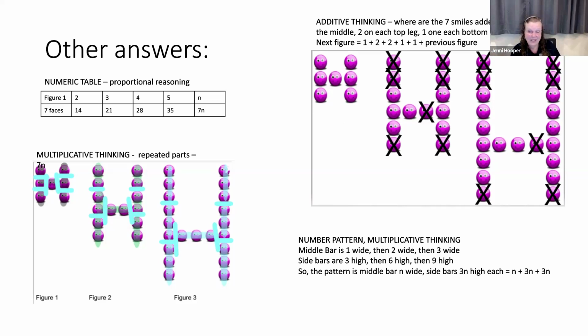Or maybe they're seeing a number pattern, that the middle bar is 1 wide, then 2 wide, then 3 wide, and the side bars are 3 and then 6 and then 9. And so they get that the middle is n and that the sides are 3n. I don't know. Maybe these are ways they'll think about it.